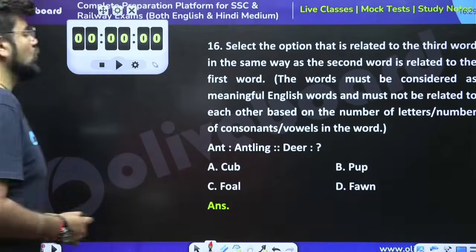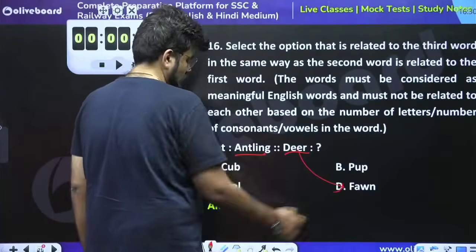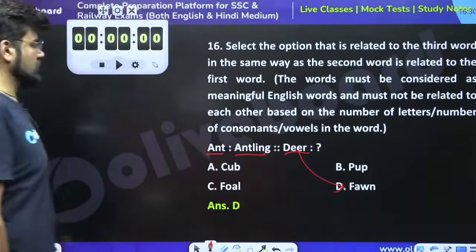Correct. So an offspring of an ant can be called an antling. Similarly, an offspring of a deer is known as a fawn. So option D is the right answer. Next.